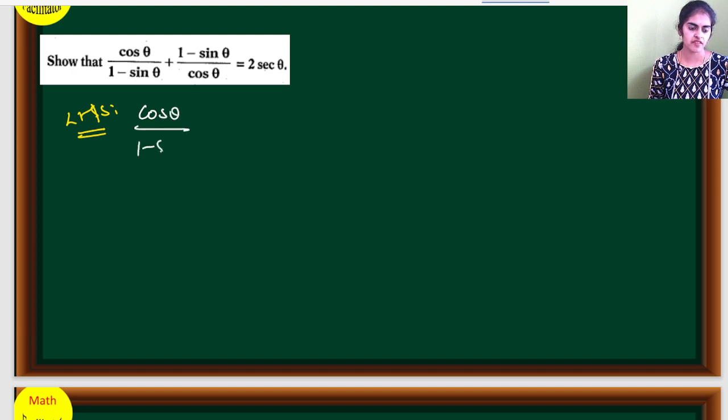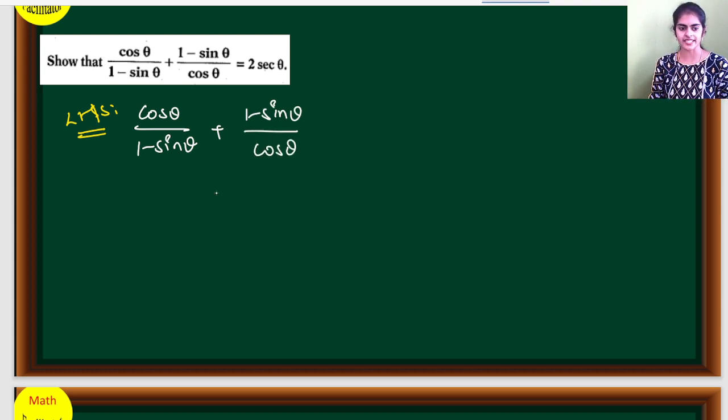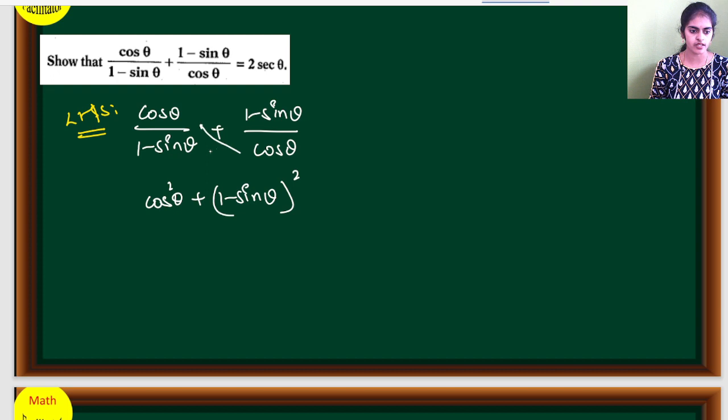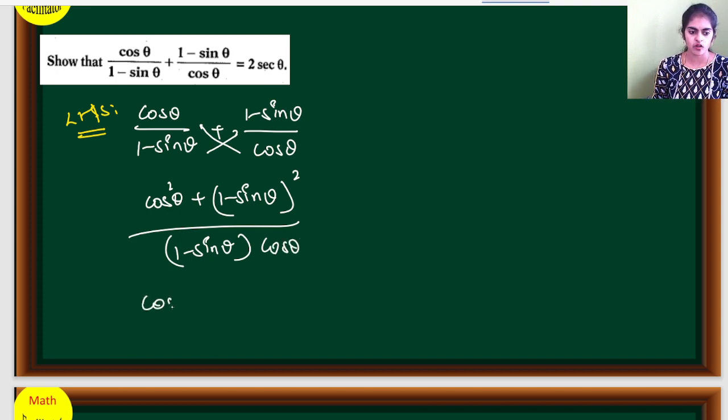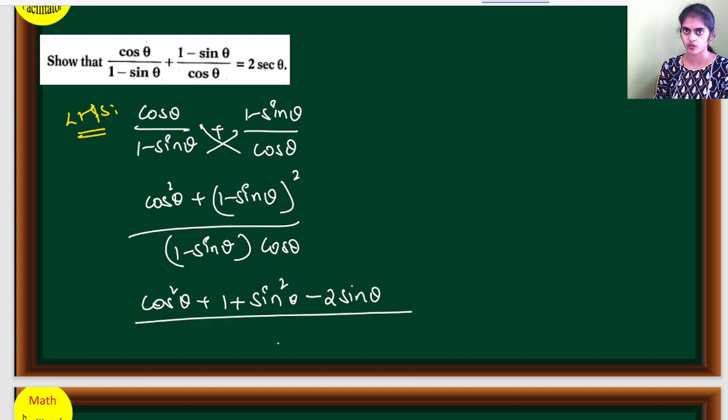cos theta upon 1 minus sin theta plus 1 minus sin theta upon cos theta. This is already in terms of cos and sin, so let's directly take LCM. So cos square theta plus 1 minus sin theta whole square comes. Okay, cos into cos, 1 minus sin theta into 1 minus sin theta. New denominator will be 1 minus sin theta into cos theta. So this is cos square theta plus 1 plus sin square theta, a minus b whole square minus 2 sin theta, a square plus b square minus 2ab, I expanded, over 1 minus sin theta into cos theta.